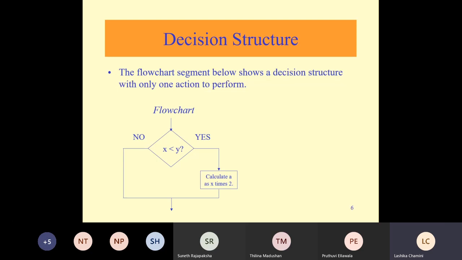And sometimes you have to do only one task. For example, if the condition is satisfied, you have to do some work. Otherwise, you don't have to do any work, then you can go with the normal flow of the program. So here you have an example for this. Here we check whether the value of x is less than y. If it is true, then you have to calculate the value of a as x times 2. Otherwise, you don't have to do anything. You have to go with the normal flow of this program.